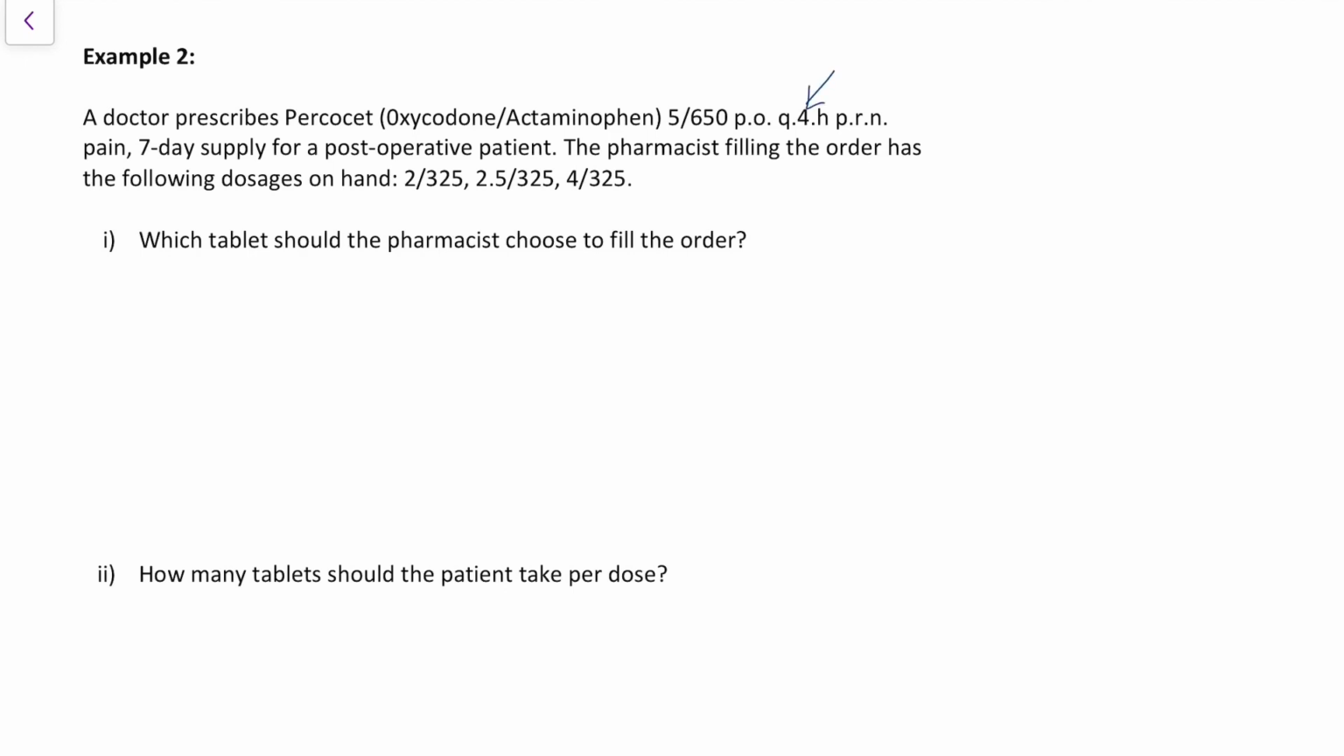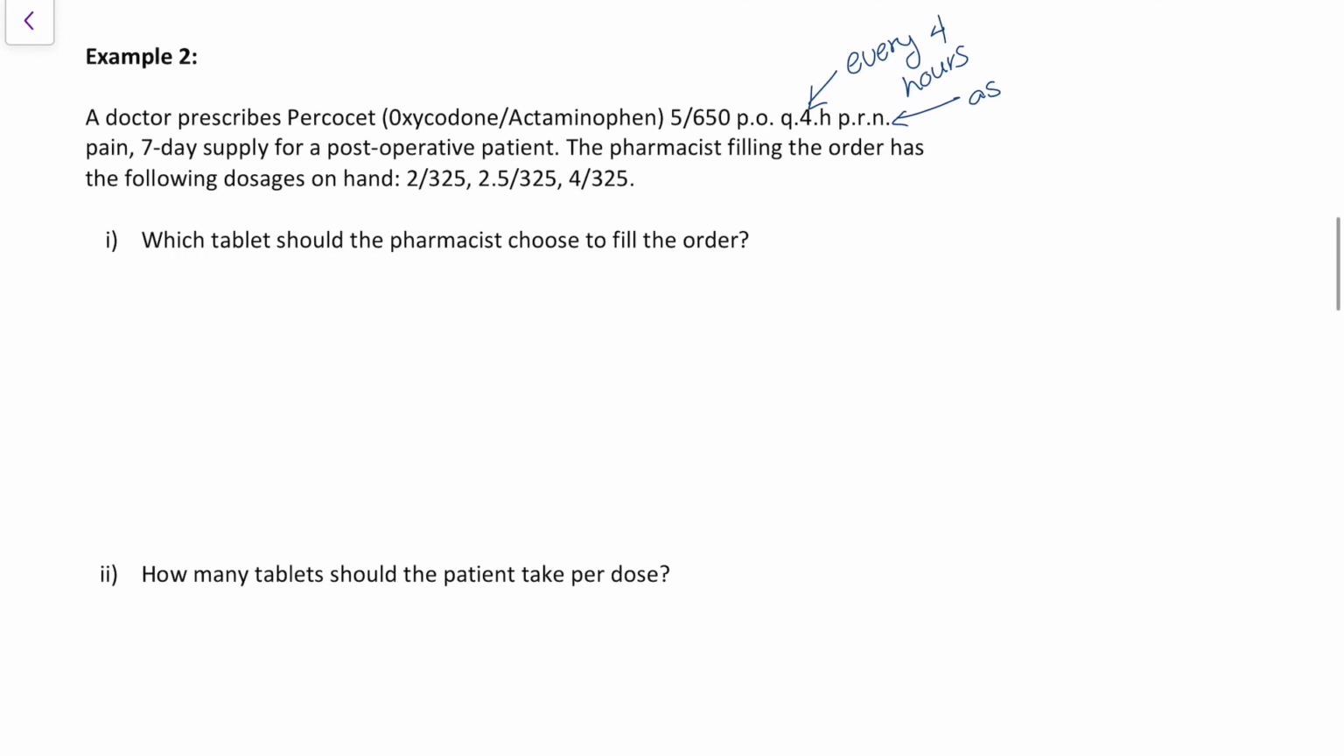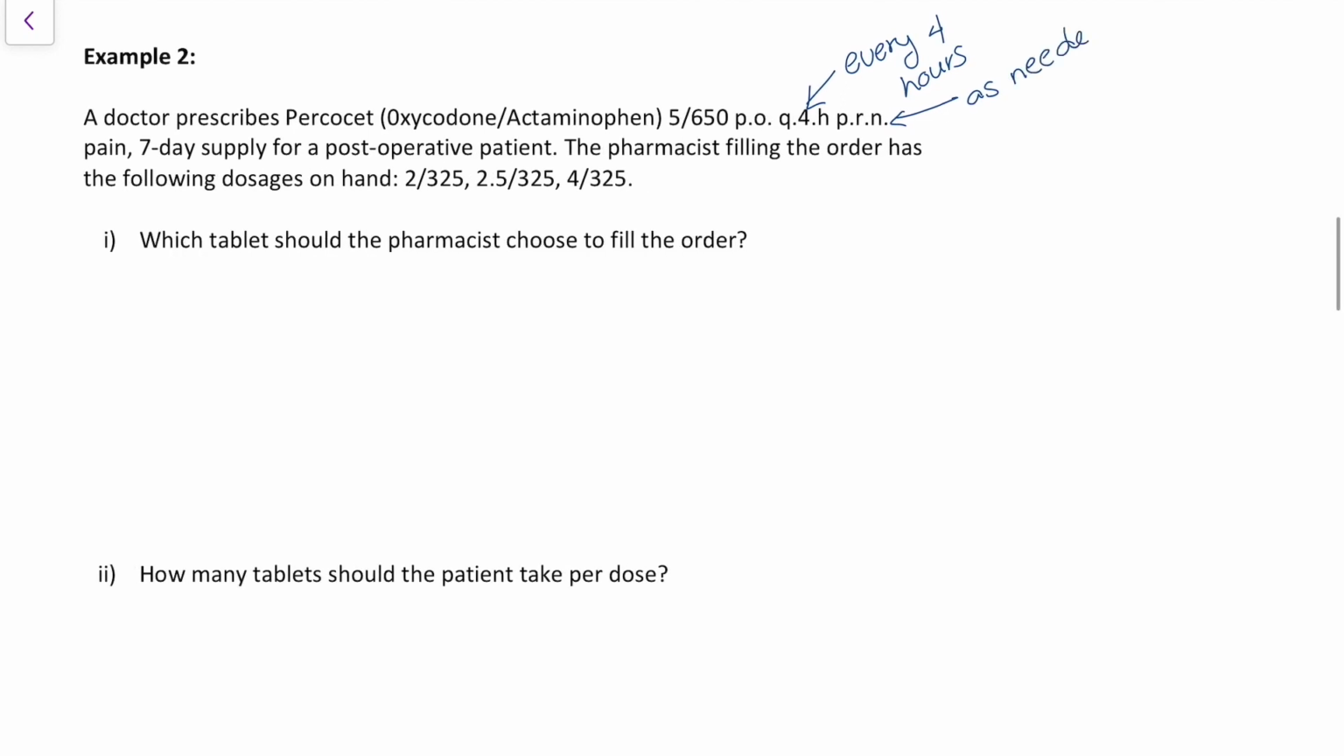Q4H, which is every 4 hours. PRN means as needed, but again, we're going to assume they're going to need it every 4 hours. It's a 7-day supply, and the pharmacist has the following dosages on hand. So let's break this down part by part.